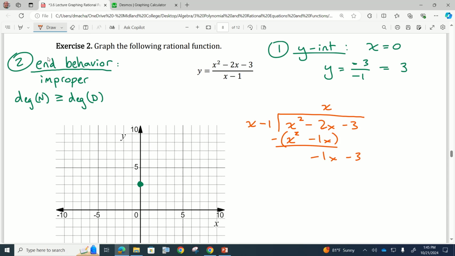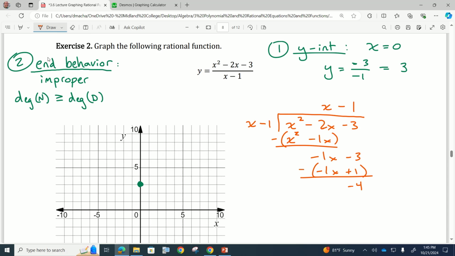And now I ask, what times x gives me negative 1x? Negative 1. And so negative 1 times x gives me negative 1x. Negative 1 times negative 1 gives me plus 1. Put down my parentheses and I subtract. Negative 3 minus 1 is negative 4.